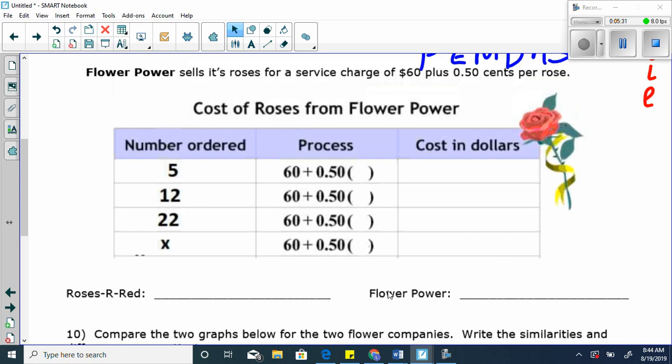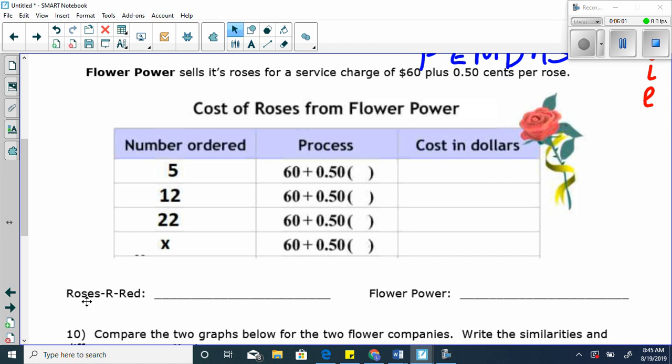It's pretty much the same thing, but now they're saying it sells roses for a service charge of $60. Okay, so not $20 this time. This time it's going to be $60, but it's only going to be 50 cents per rose. A lot of the time you'll see these in determining which one's the better deal. Well, you're going to do flower power. We did roses are red together.